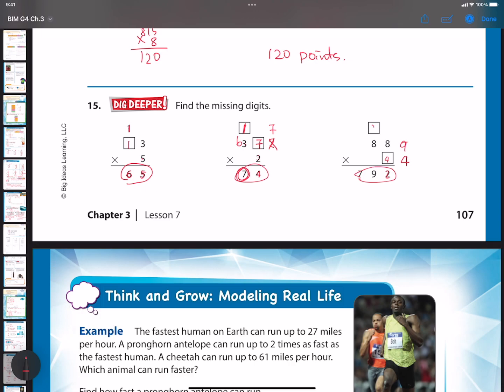32, so you need to carry 3 up, and then 8 times 3 is what? Another 32. Oh, hold on. And it has to be what? 35, not 79, right? So 4 is not going to be the answer.